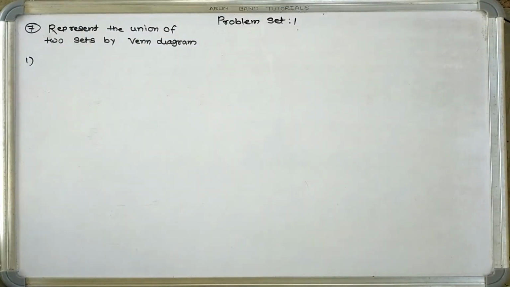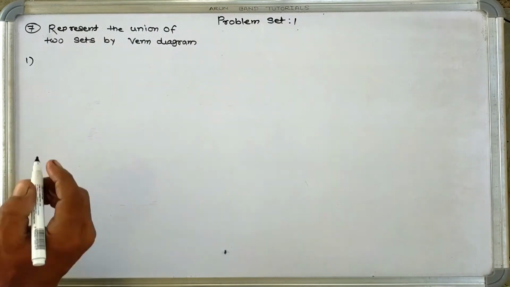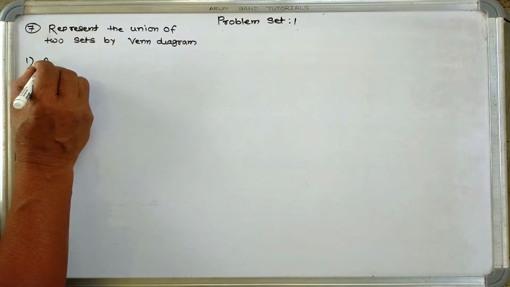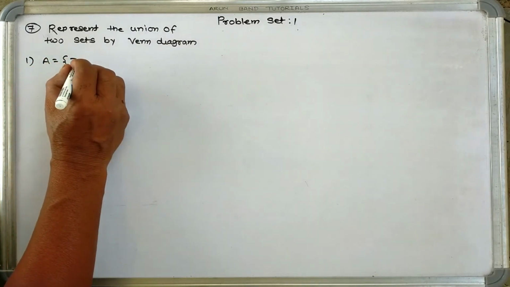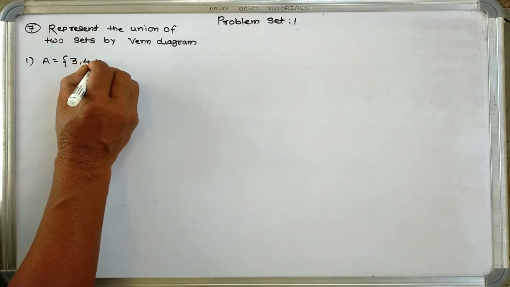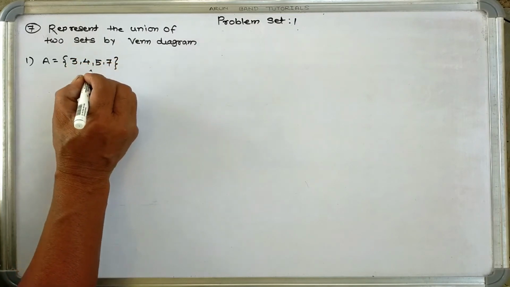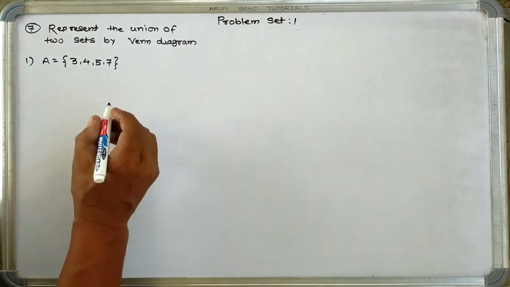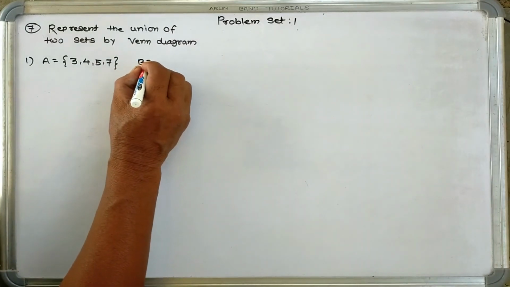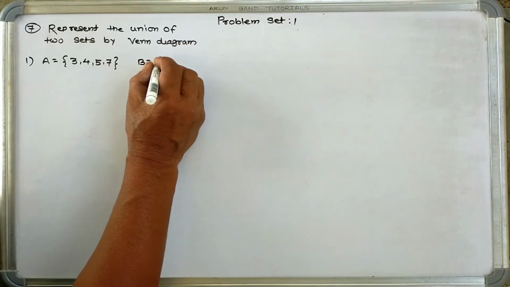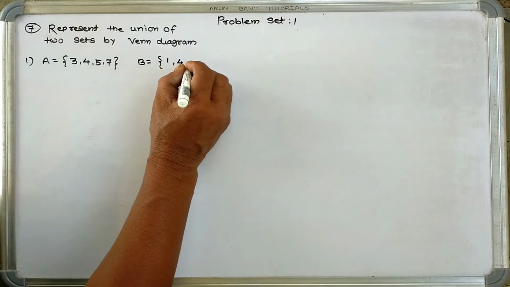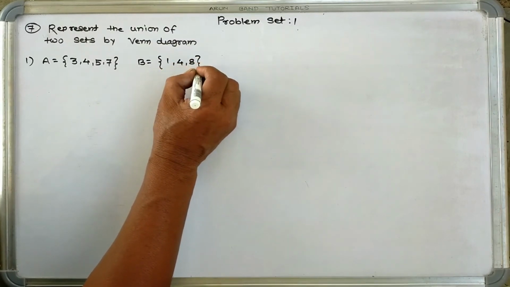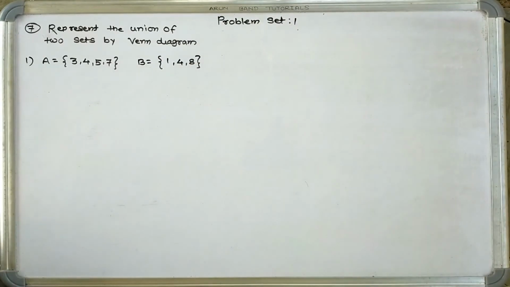Here we have to represent the union of two sets by Venn diagram. First example is given, that is set A is given containing 3, 4, 5, 7. Set B, 1, 4, 8.